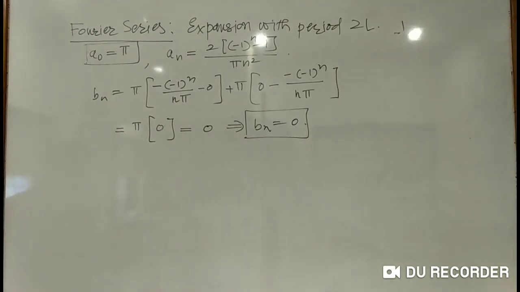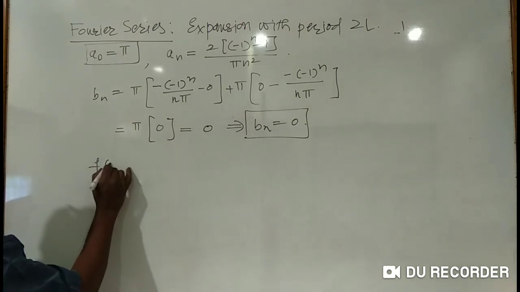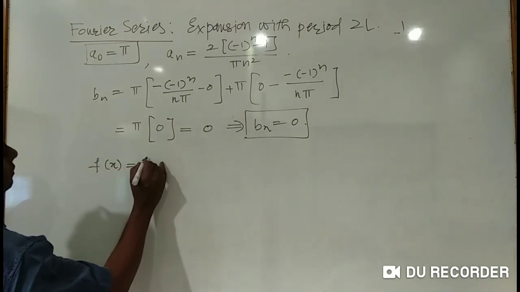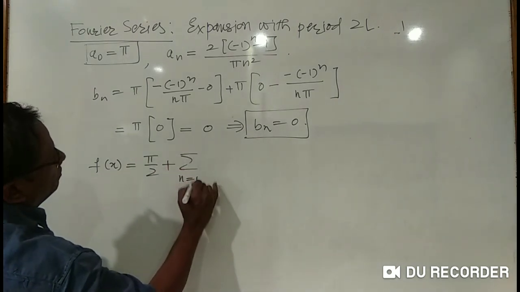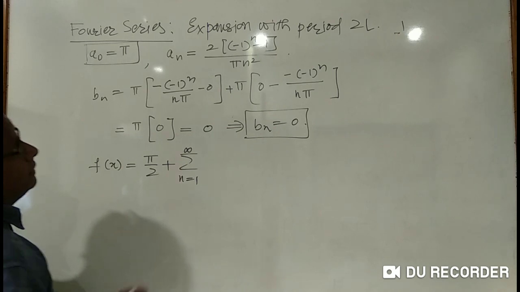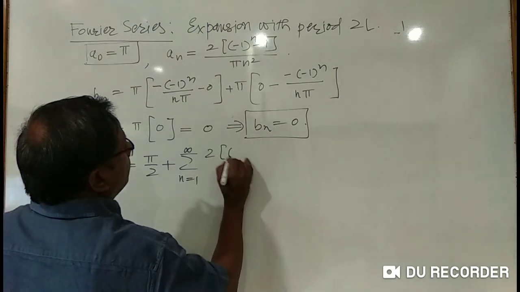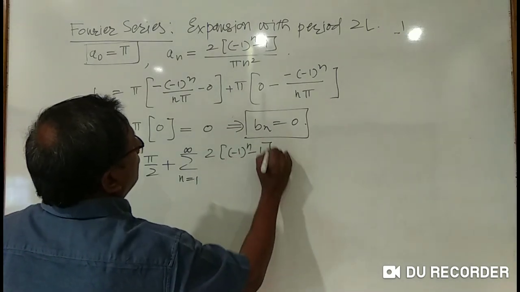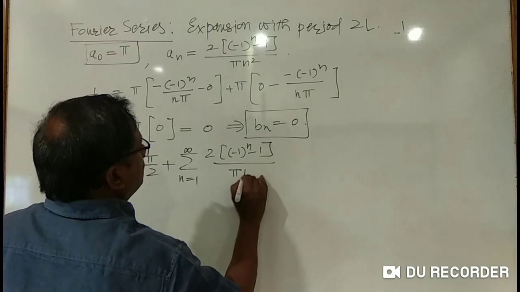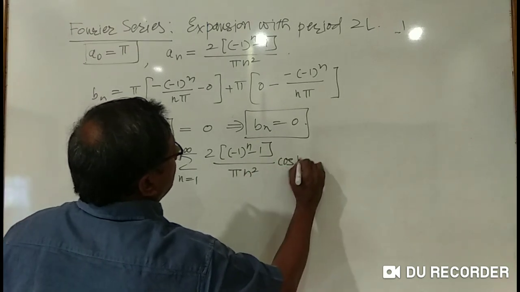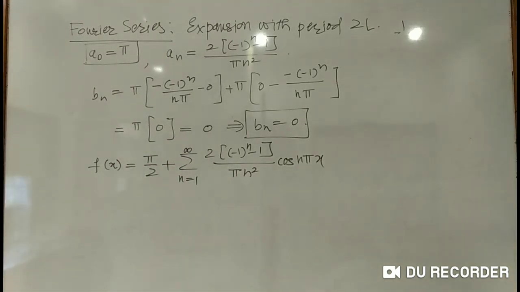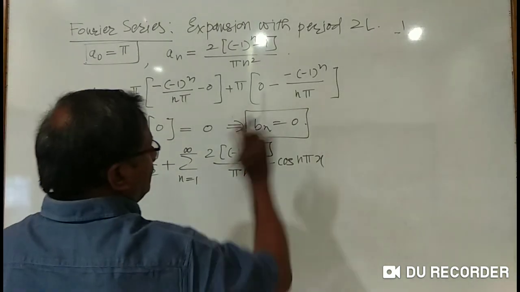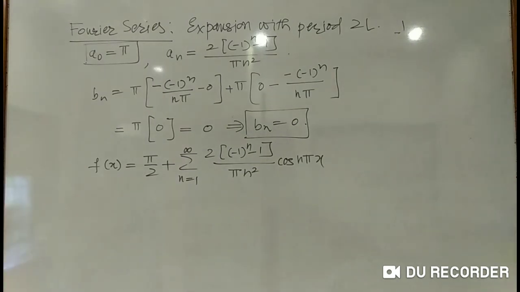Now put these values of a0, an and bn in this expansion. f of x equals a0 by 2, that is pi by 2, plus summation n values from 1 to infinity, an is 2 times minus 1 raised to n minus 1 upon pi n square into cos of n pi x upon L, L is 1 here. Plus next term will vanish as bn is 0 for all n.